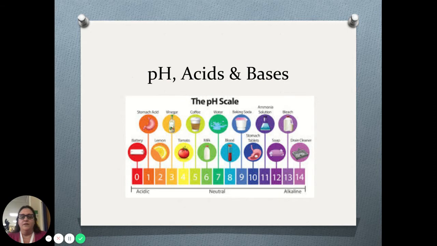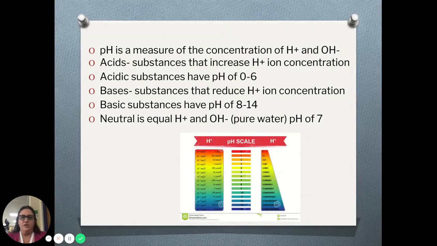Milk is just slightly on the acidic side, but still, if you have acid reflux, they say having some milk or bread is an even better thing to do. So we're going to talk about pH today.